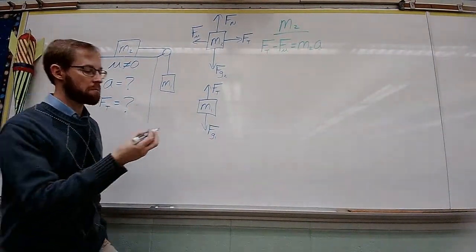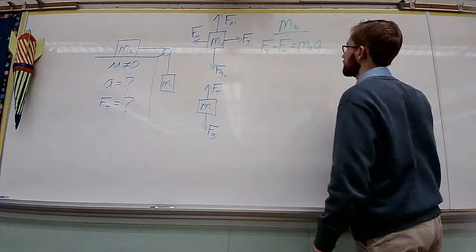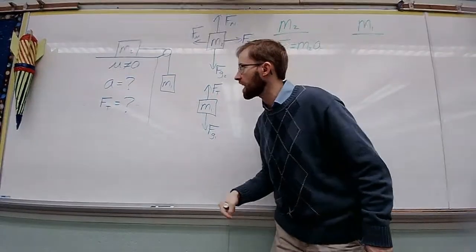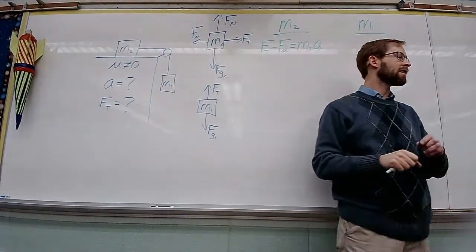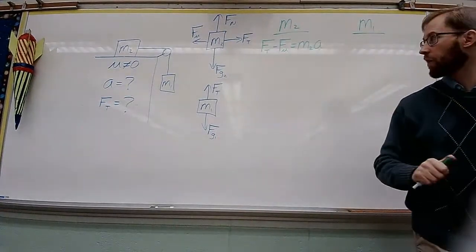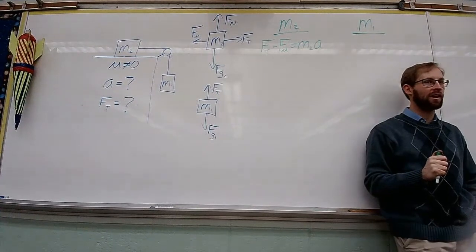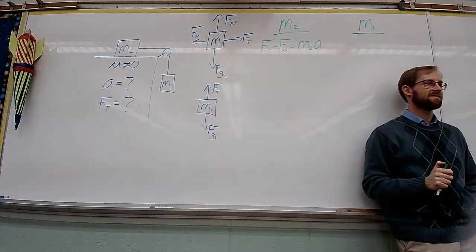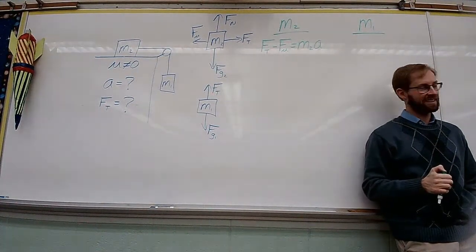In terms of mass 1, it's the hanging mass, and it is accelerating down. So because this mass is accelerating down, can somebody help me figure out what that force equation is going to look like for mass number 1? Force of gravity minus force of tension. Why? Because it's accelerating downwards. Exactly.